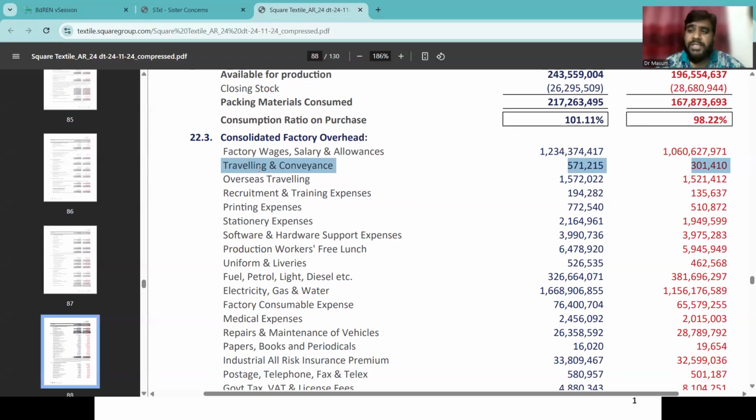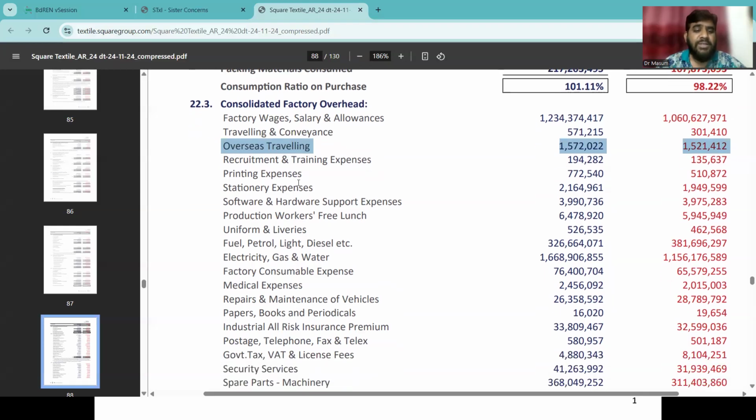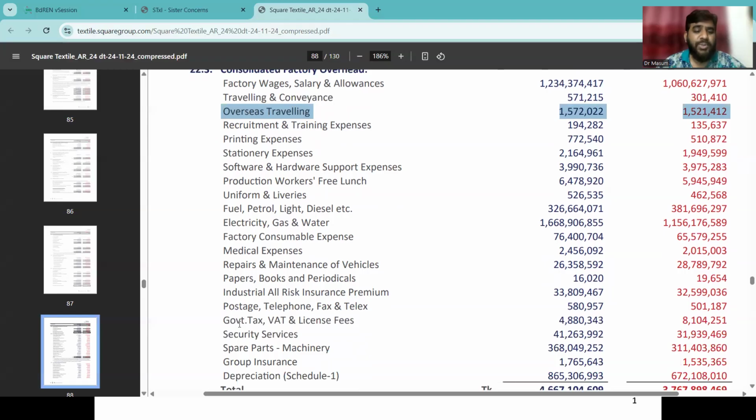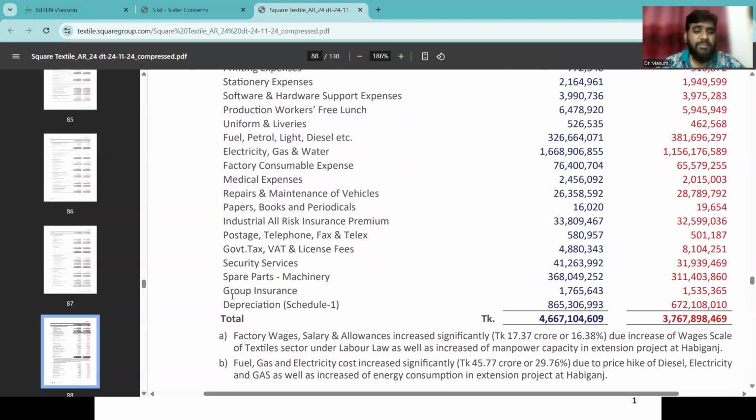This traveling is related with the production department. Cost of goods sold is related with production. Overseas travel: this is not the managing director's or HR manager's travel. This travel is related to factory management. So these are all related with the factory: group insurance of the factory, spare parts, government taxes, and depreciation of the machines used in the production factory. All right.